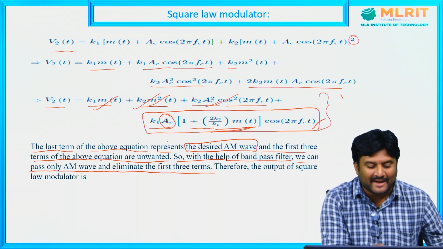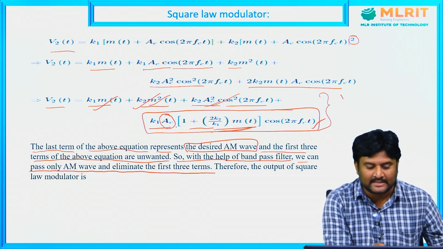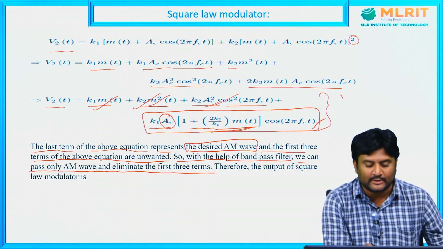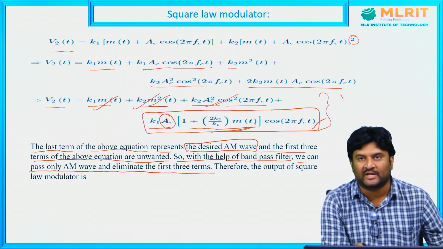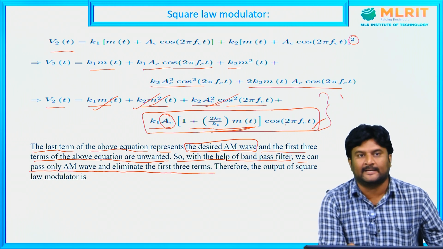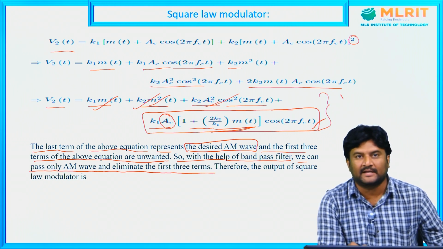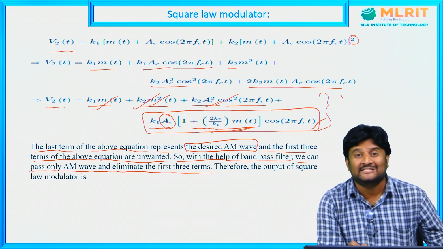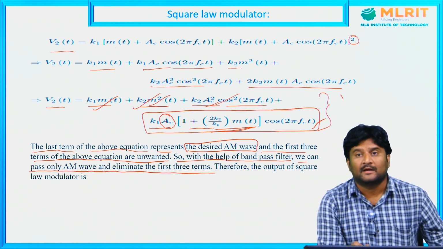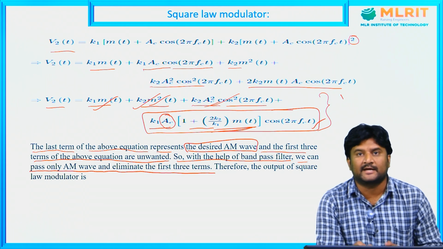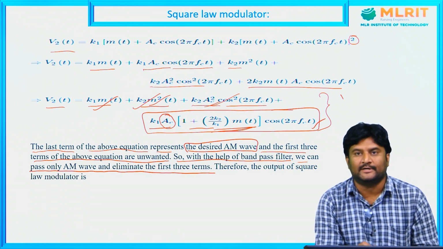Then what is the remaining? k1 into Ac times (1 plus 2 into k2 by k1 m(t)) cos 2πfct. This is nothing but an amplitude modulated signal. It is generated by the non-linear device. That is the example of the square law modulator.